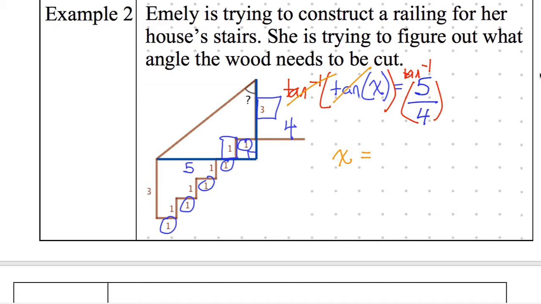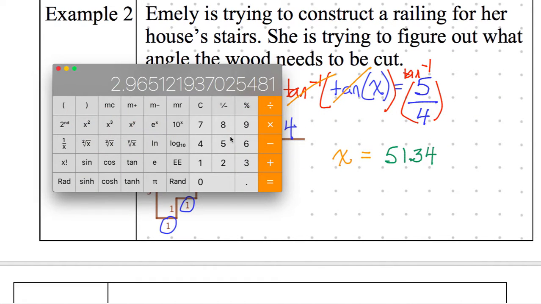Or I have a different answer. Different answer? All right, Cheyenne. I got 51.34. Like that? All right, yeah, let's check it out. So I need to do 5/4 on my calculator, 5 divided by 4, which is equal to 1.25. And then I take the arctan, so second tangent, 51.34. Yeah, perfect. Did you put equal after?